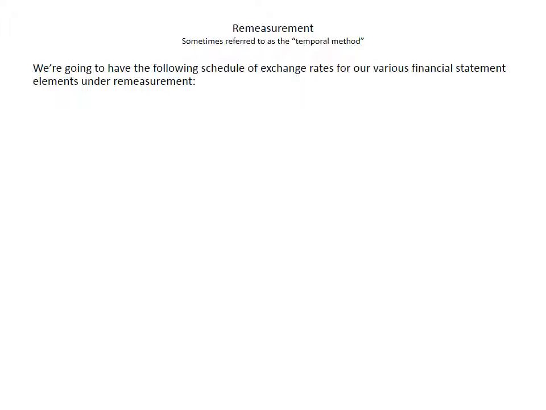We're going to have the following schedule of exchange rates for our various financial statement elements under remeasurement. Financial assets and liabilities, we're going to use the current, that is, today's exchange rate. If we're doing the remeasurement on December 31st, 2014, we'll use the December 31st, 2014 exchange rate. Now, financial assets include things like cash and receivables. Virtually all liabilities are financial liabilities. Virtually all liabilities are settled in cash. You pay accounts payable, taxes payable, wages payable, notes payable, bonds payable, interest payable. All of those various liabilities are paid in cash. Very few liabilities are non-financial in nature.